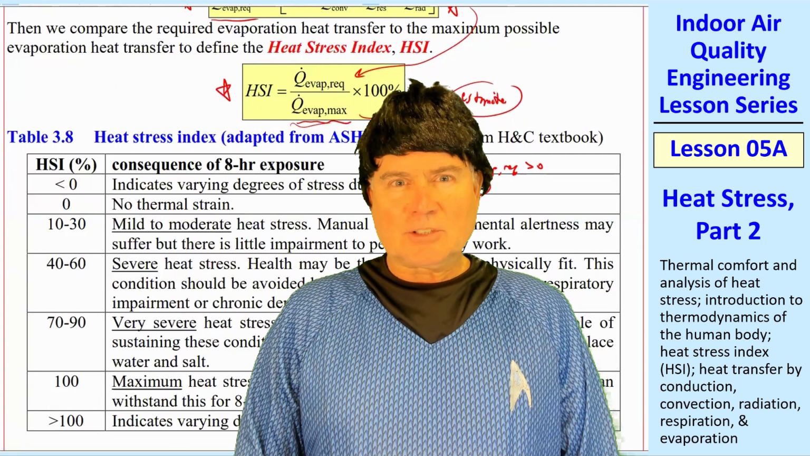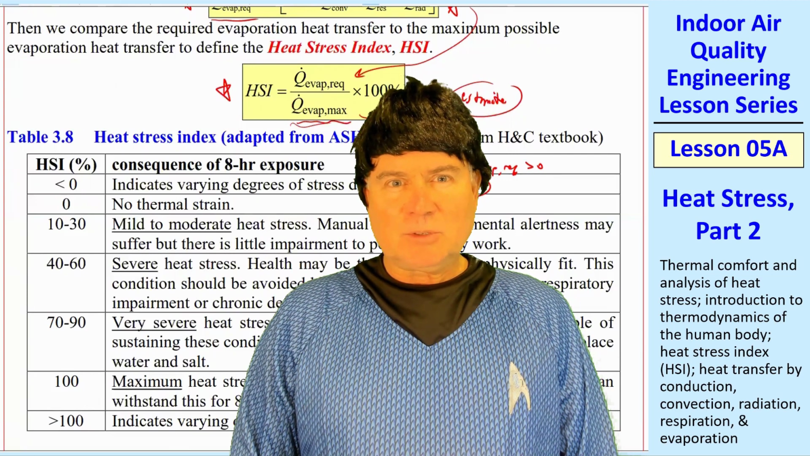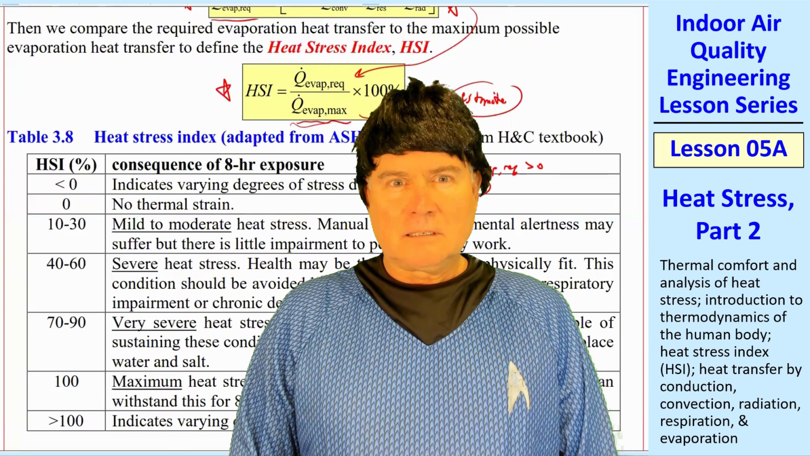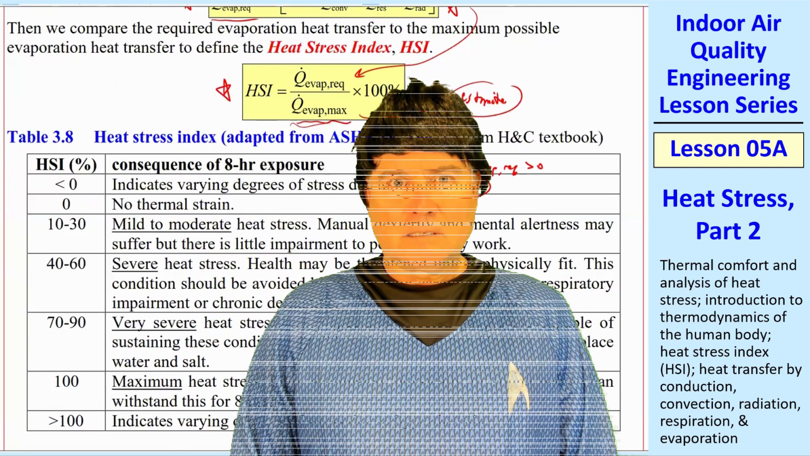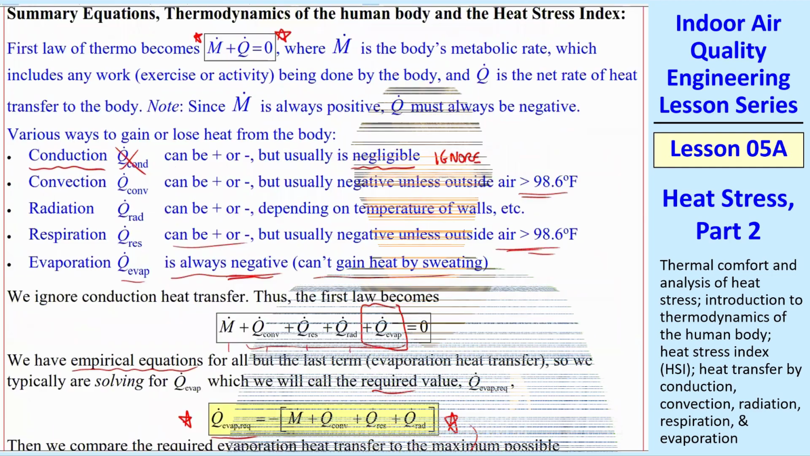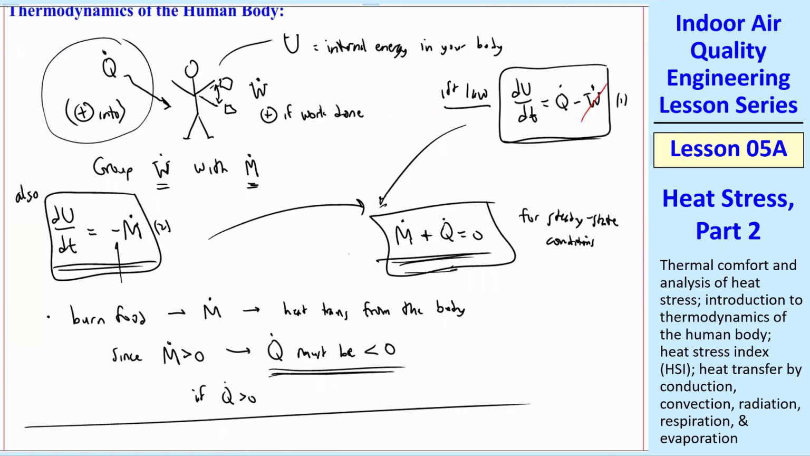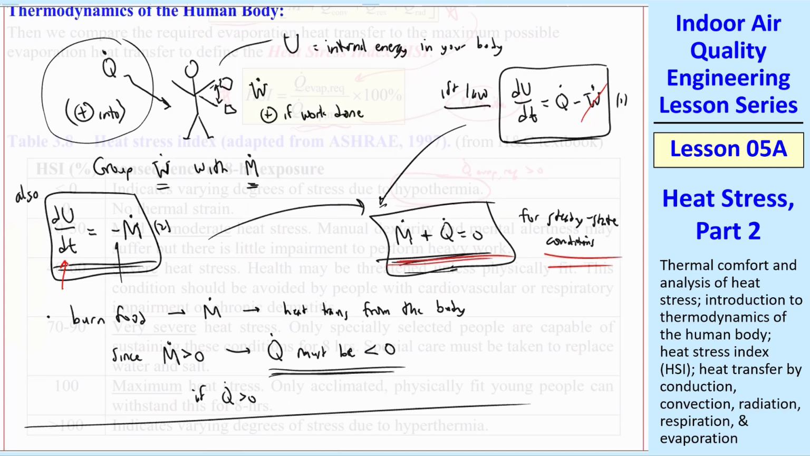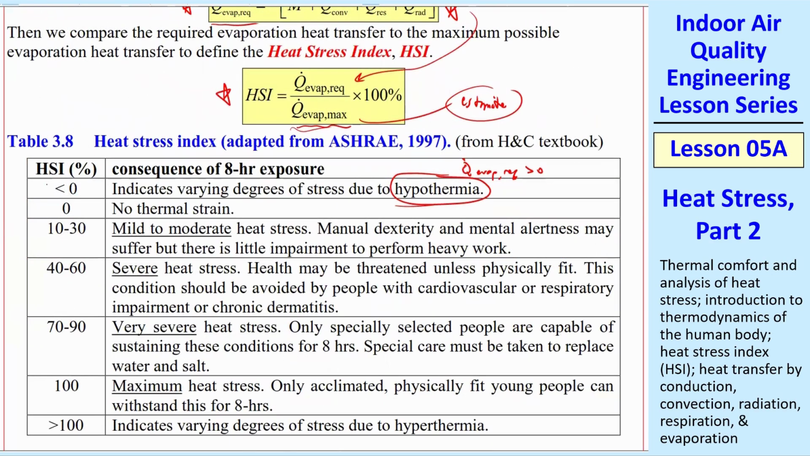This seems illogical. If it is impossible, how can HSI ever be negative? Good question, Jim. It's because we're assuming steady state conditions. You cannot maintain a steady state. So if I go back here, when I have this equation, this is steady state. And if you can't maintain that, du dt will start changing. Your u will not be a constant. When HSI is less than 0, that's a severe case of hypothermia.